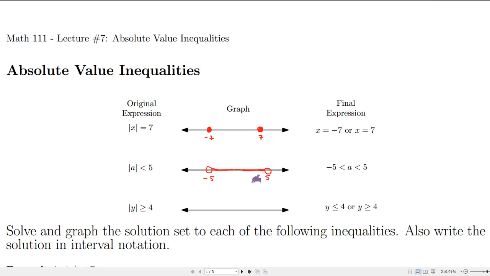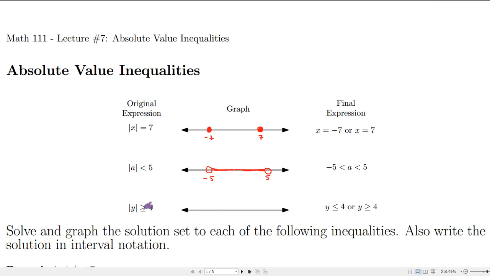So for example, if a was 4, if you take the absolute value of 4, that's 4. But if you take the absolute value of, say, negative 4, then you get 4, but that's still less than 5. And once you're outside of these regions, you no longer are going to satisfy that inequality.